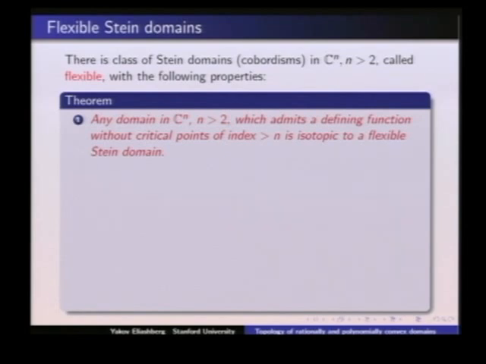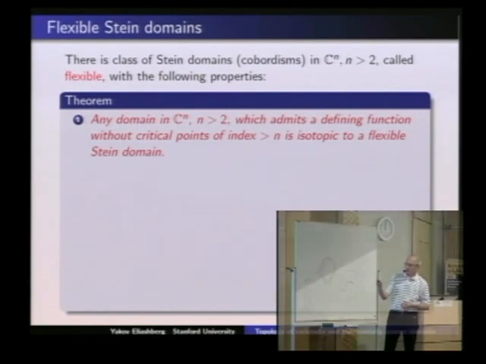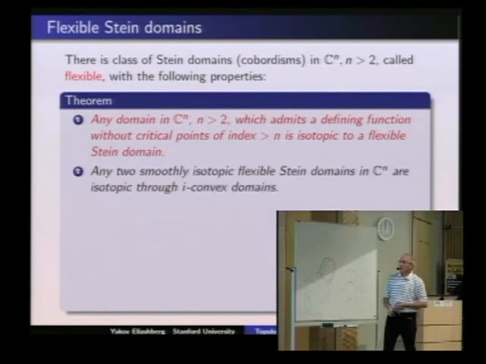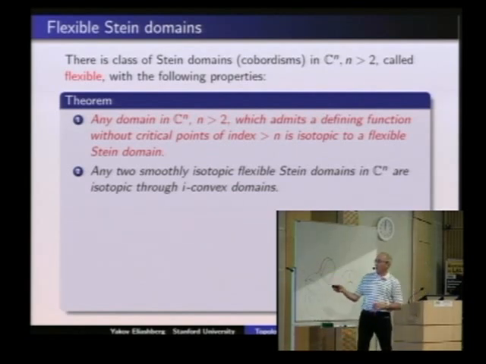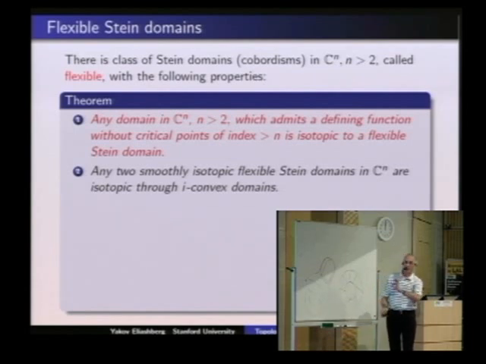First of all, I formulated the theorem that any domain in C^N which admits a defining function without critical points of index greater than n is isotopic to a Stein domain. Now you can say it is actually isotopic to a flexible Stein domain. So any Stein topology can be realized by a flexible domain in dimension at least 6. Any two smoothly isotopic flexible Stein domains are isotopic through I-convex domains.